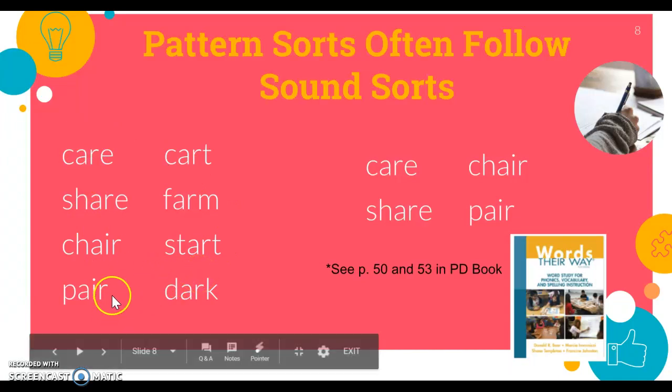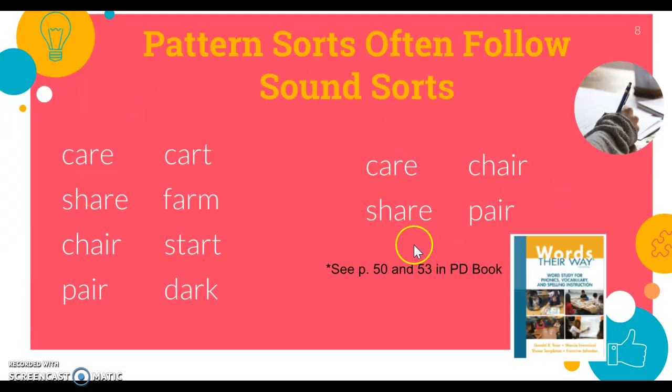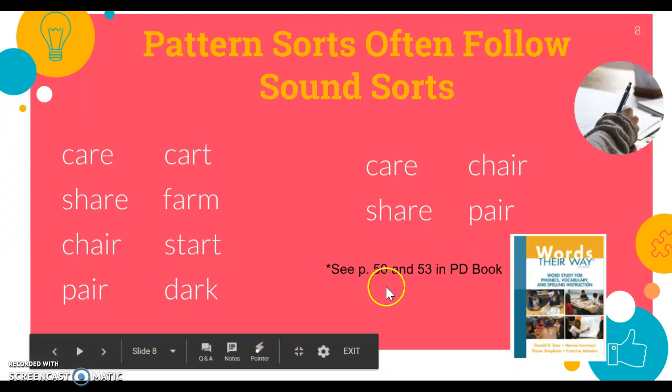And then you could take it deeper if you then took this first column of words, care, share, chair, and pair, and divided it up by the pattern that they see. So the pattern, going over to the right-hand side of the slide, the pattern is A-R-E in both care and share, and A-I-R in chair and pair. So you're showing students that the air sound could be spelled with more than one pattern. For more information on this, you can see page 50 and 53 in the PD book.